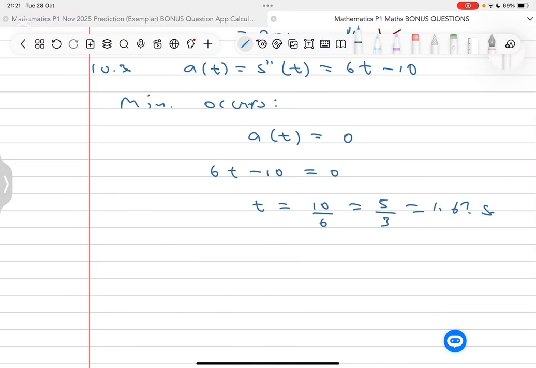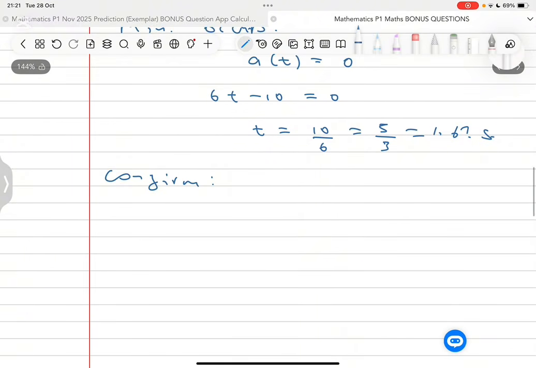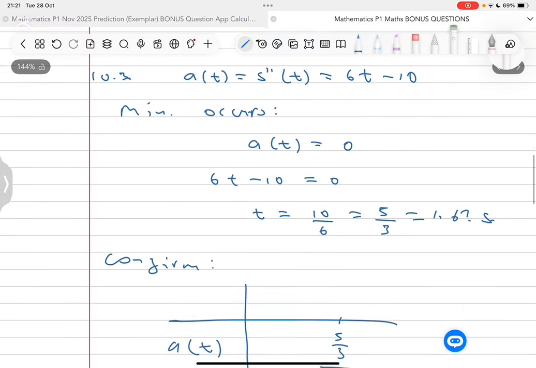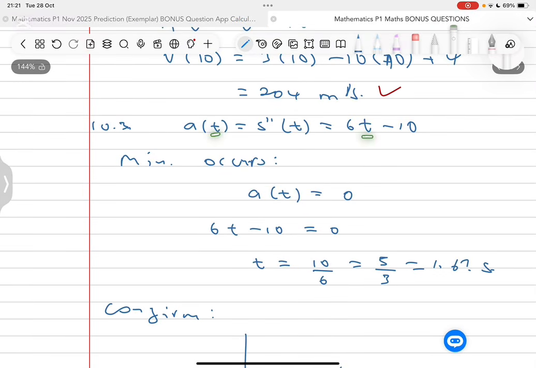What we can do here is confirm that this is a minimum using the first derivative test, where we have our derivative here, and we say we have 5 over 3. We know at this point that the tangent will have a gradient of 0 because it's the turning point. So it will be a line parallel to the x-axis. And I'm going to test values that are less than 1.67 here. Maybe if I take a 0, for example, on our derivative. So if I put the time to be 0 here, what do I get?